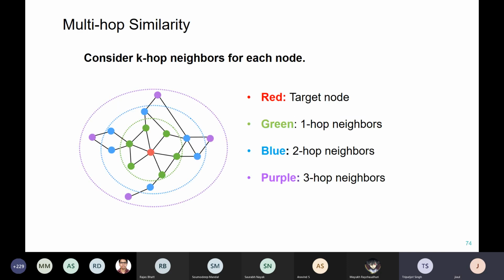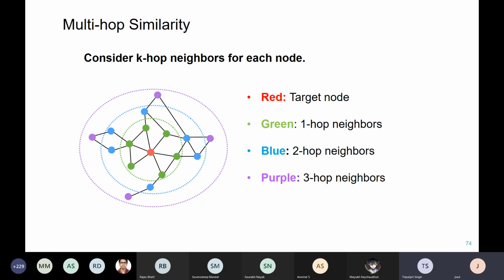So in multi-hop, rather than single-hop neighbors, my immediate neighbors, I want to go up to k hops: 1 hop, 2 hop, 3 hop, and so on. For example, if the red node is my target node for which I want to create the embedding, then my 1-hop neighbors would be the green nodes, at distance 1 from my red node. Then 2-hop neighbors, the blue nodes, which are 2 distance apart from the red node. Then the 3-hop neighbors, the purple nodes, which are 3 distance apart, and so on and so forth.